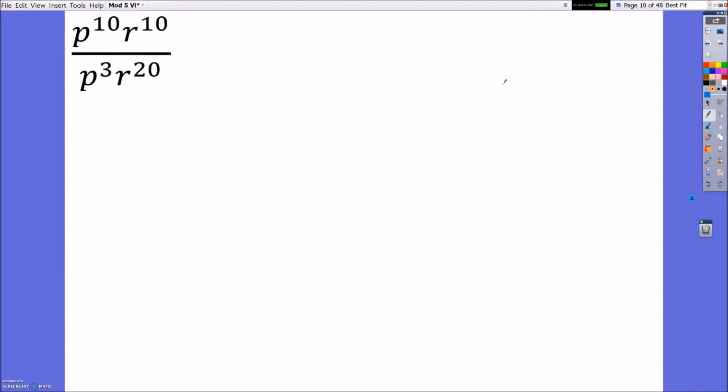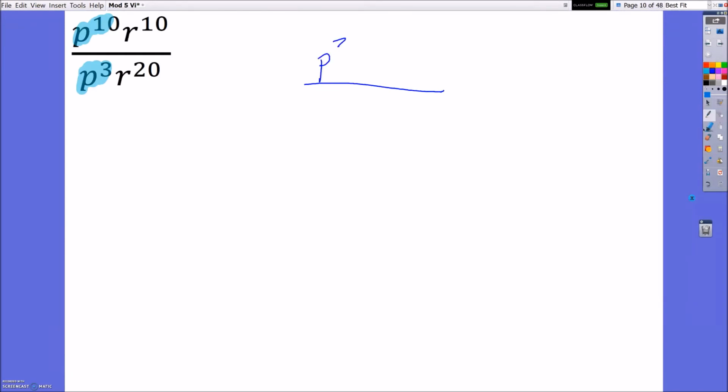Here we're going to have several different types of problems, and what we're going to do is reduce these. Now I can only reduce variables that have the same base. So if I look at just the p's, that's a division problem. I have 10 p's on top, 3 p's on the bottom. I have more on the numerator than the denominator. So if I subtract these, I would have p to the 7th left on the numerator.